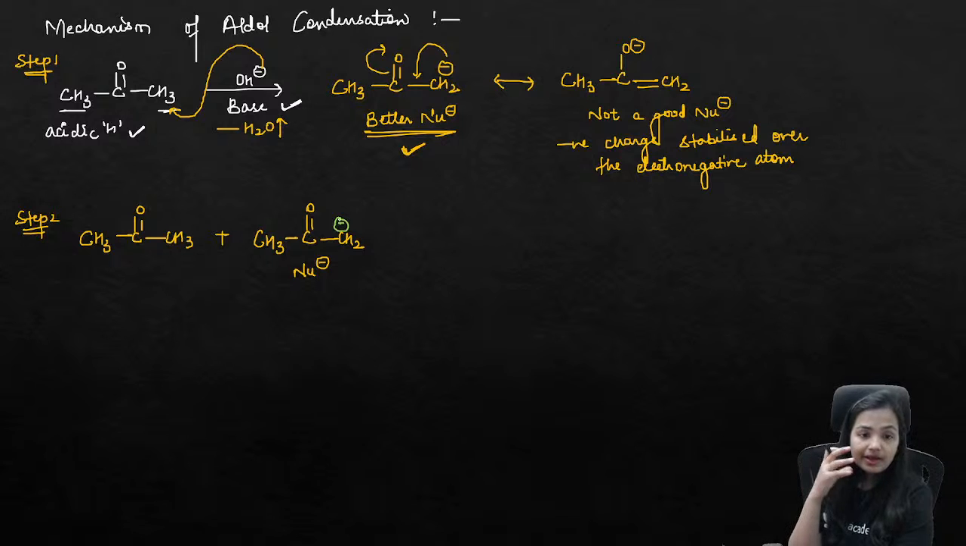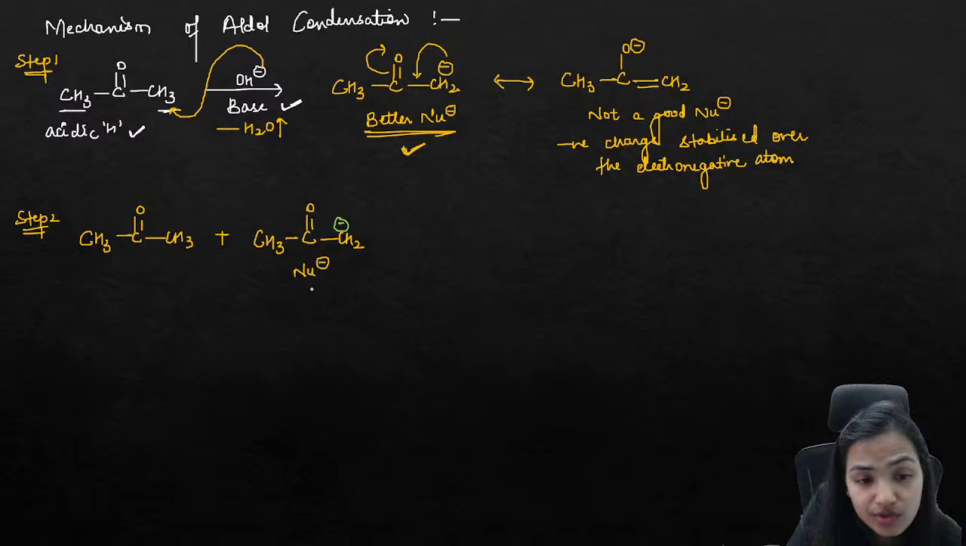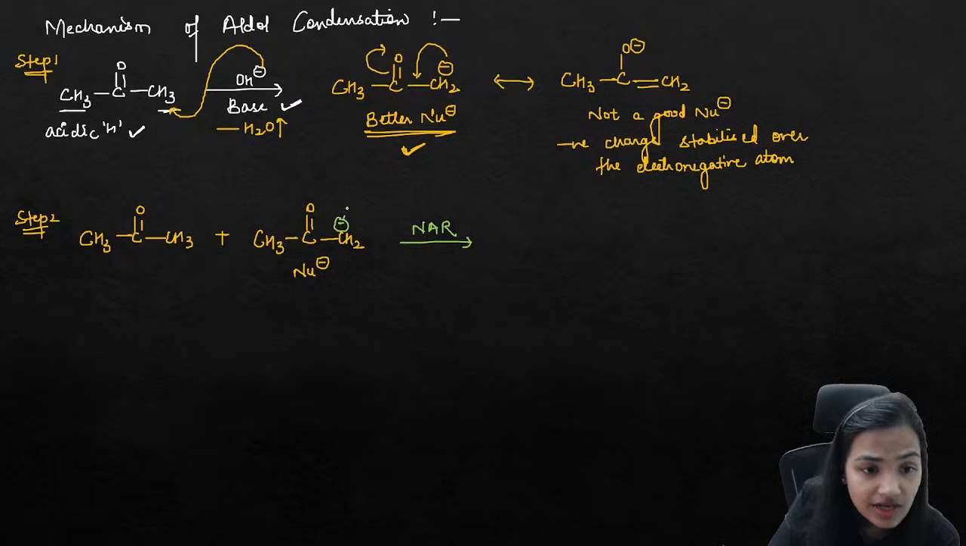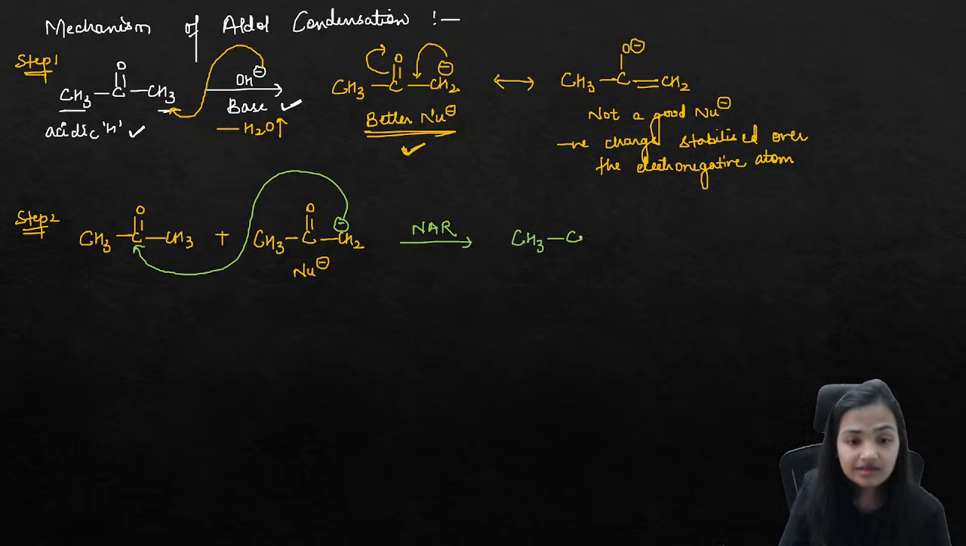Here we have a carbanion. It's not an ionic bond, and it will not be acting as a base to abstract the hydrogen. It is acting as a nucleophile. So now we will be getting the nucleophilic addition reaction. How will this happen? This nucleophile will attack over this carbonyl center.